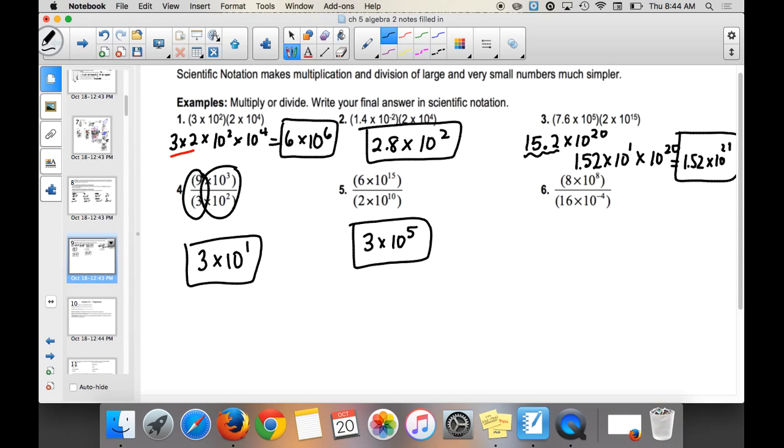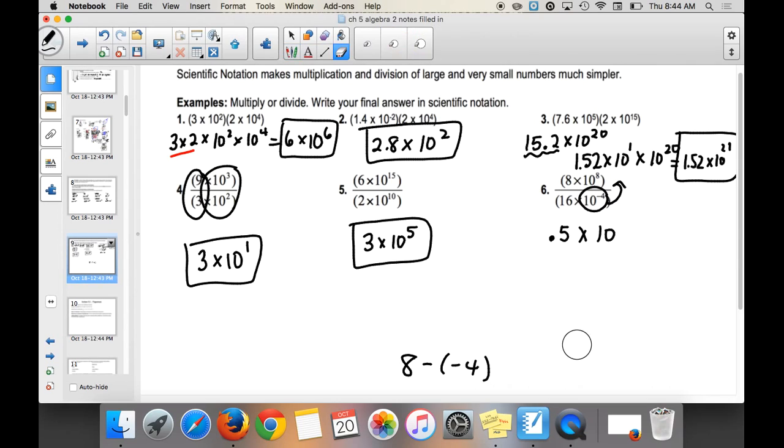And then this one's a weird one. So 8 divided by 16 is 1/2. I'm not going to write it as 1/2, though. I want to write it so I can see the decimal. So 0.5 times 10 to the, trick question. It is 12, right? Because this 10 to the negative 4 would go up as 10 to the 4th. Or you can do 8 minus a negative 4, and you get 12.